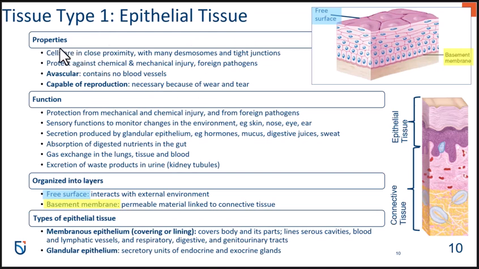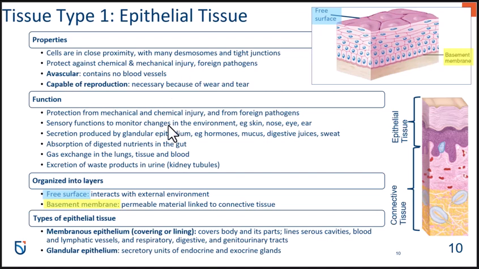In terms of how epithelial tissue looks, the cells are in close proximity to one another. You can see they're very closely and tightly packed, and there's going to be the presence of many desmosomes and tight junctions, which we've already spoken about in one of our other lectures. Epithelial tissue is designed to protect our body against the exposure of chemicals, mechanical injury, and prevent foreign pathogens from causing problems. Epithelial tissue is also avascular. That means it doesn't contain any blood vessels.